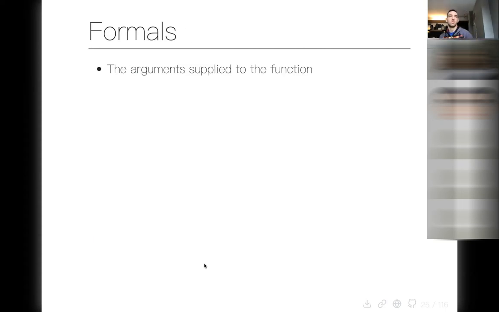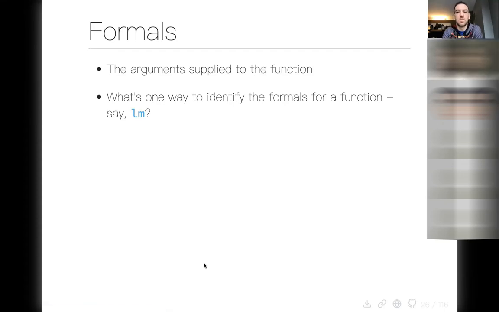Okay, formals. The formals are the arguments that are supplied to the function. So what's one way to identify the formals of a function? Say lm. If we wanted to fit a linear model in R, and we'd never done it before, but somebody said, okay, you can use lm. How would we know what the arguments are that we should supply to lm? What's the first thing that you would do?